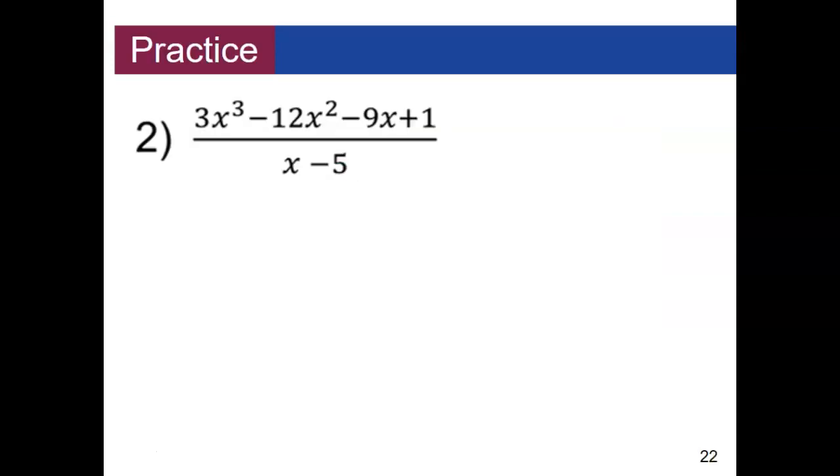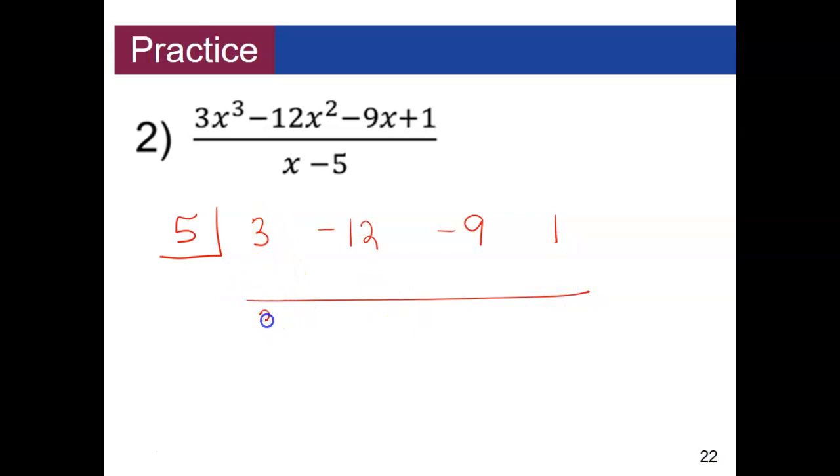Okay, here's another one for you to try. Again, think about which method would be appropriate to use, and then try using that method. So while this one could be done by long division, it also could be done by synthetic division. Synthetic would be quicker, so that's what I'm going to do here. My divisor is x minus 5, so that means 5 is going to go here in the box. So I'm going to have 3, -12, -9, and 1.